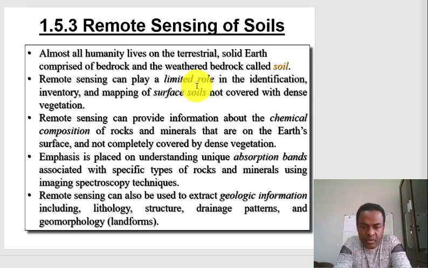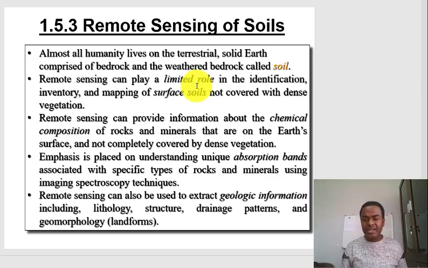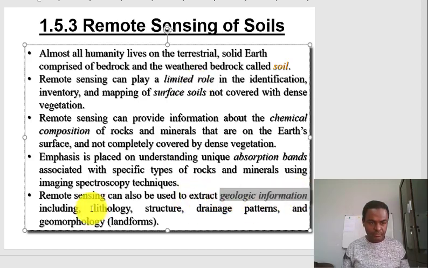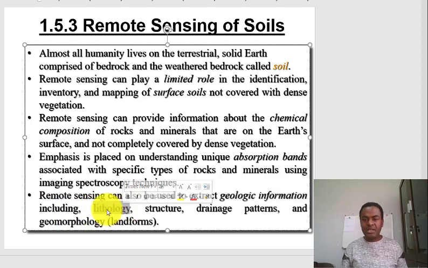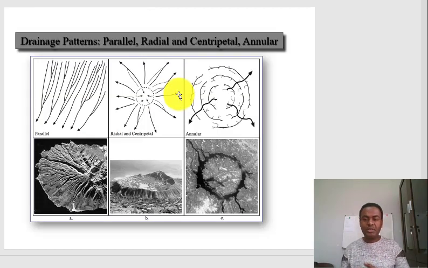mineral. Remote sensing can also play a significant role in extracting geologic information, such as lineaments. We can also estimate lithology. We can also estimate structure. Drainage patterns can be estimated from remote sensing, okay? For example, look at this drainage pattern extracted from satellite imagery. Having this drainage pattern information, we can use this for hydrogeology, for hydrological analysis, for lineament analysis, and the like. Okay?